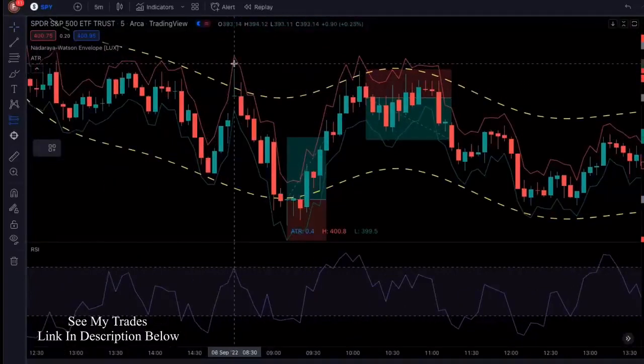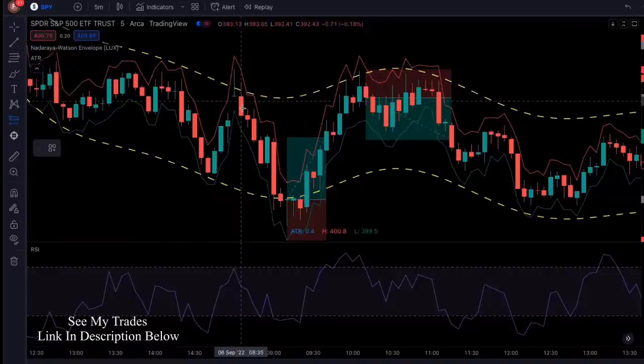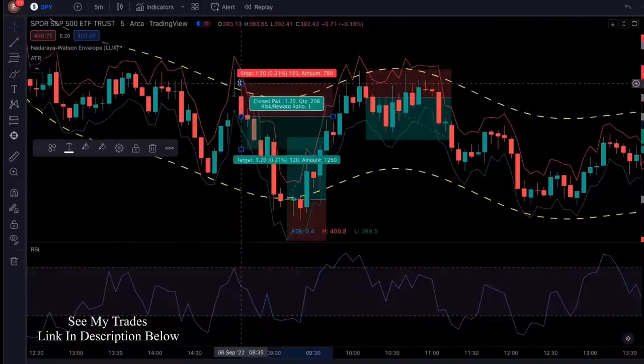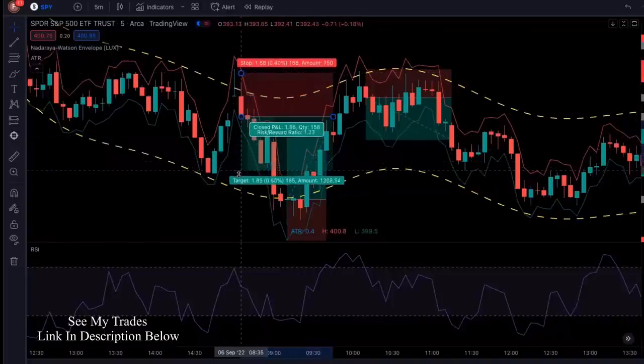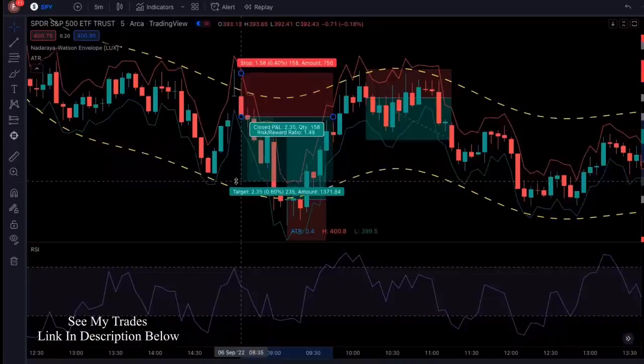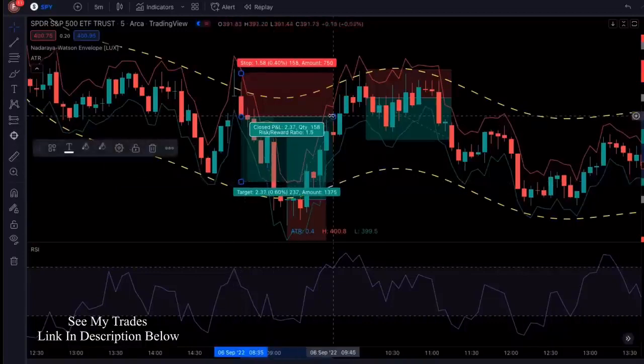Again, short example right here. Price action goes outside of this channel. You get a red line coming back in. Get in at the end of that candle. Stop loss up there, 1 to 1.5. And there we go.